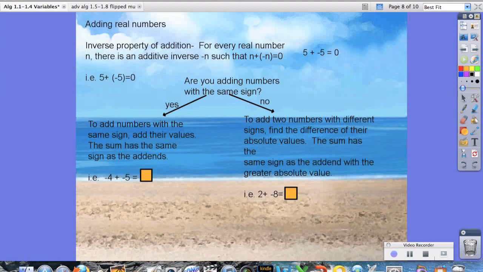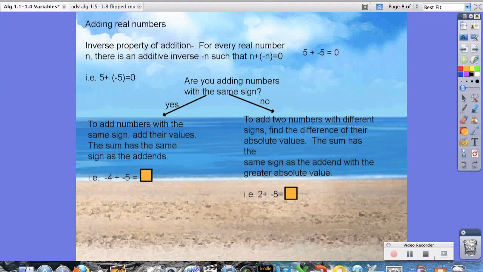The last part of this is how do we add these numbers up? I put a little table together and it asks you some basic questions to help you get through it. It says, are you adding numbers with the same sign? If your answer is yes, then you add their values, and the sum has the same sign as the addends. Addends is a fancy word for the two numbers.